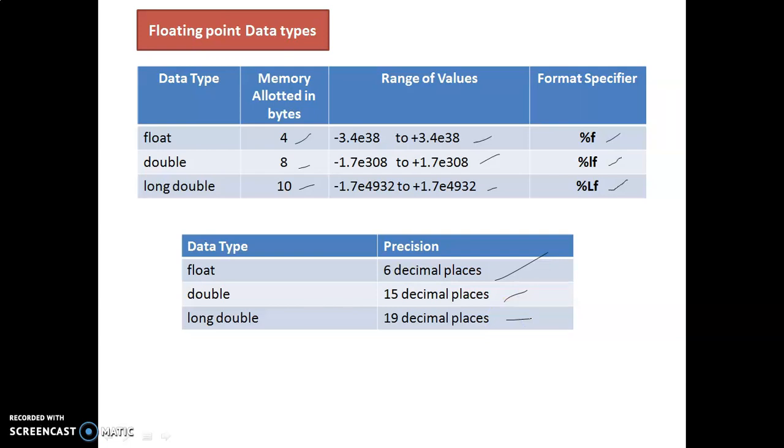So what have we learned in this video? In this video we have learned about different types of data types, what a data type is, what the purpose of a data type is, and what the different categories of data types are.